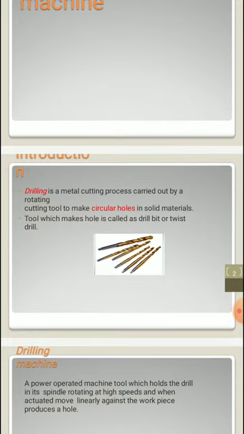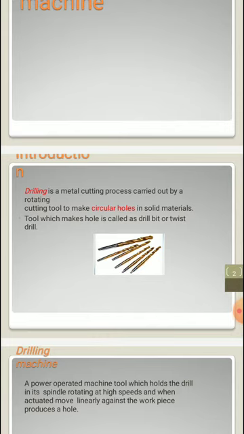So drilling is nothing but a metal cutting process, which is carried out by a rotating tool, the drill bit, the images of which are shown on your current screen. We have seen these drills. That cutting tool is used to make circular holes in solid materials. The tool which generally makes the hole is called a drill bit or a twist drill. So this is a simple definition and a simple operation that has been explained.